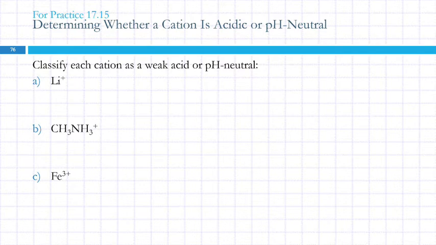Okay. Classify each cation as a weak acid or pH neutral. So lithium. And we could say, well, what's lithium the conjugate of? What happens if we put an H plus on it or take? We can't do that. There's no H plus to take away. Well, what base would it be related to? LiOH. That's a strong base. This is the cation from a strong base, so this is nothing. pH neutral.